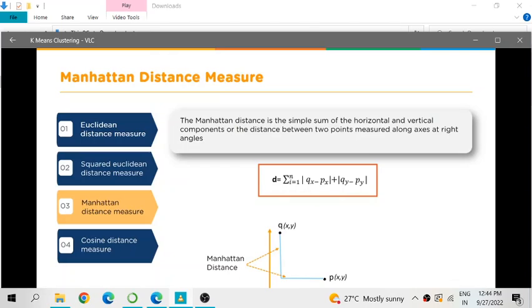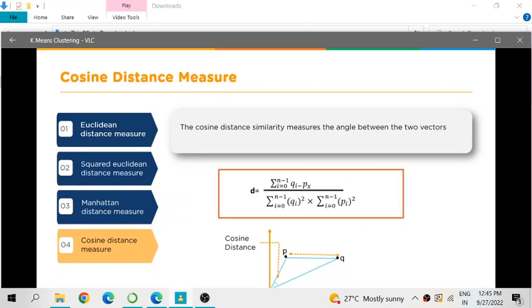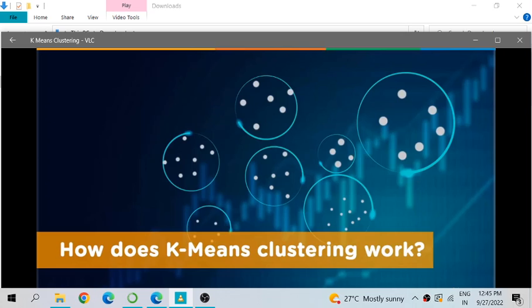And one more is Manhattan distance. So Manhattan distance is simple, and it gives the distance as the sum of the horizontal and vertical components of the distance between the 2 points, measured along the axes at right angles. Okay, so by this equation we give the distance between the data points. And cosine distance measure is also another metric. It measures the similarity, taking the angle between the two vectors. Okay, so thereby it finds out the distance. So these are the different distance measuring techniques.